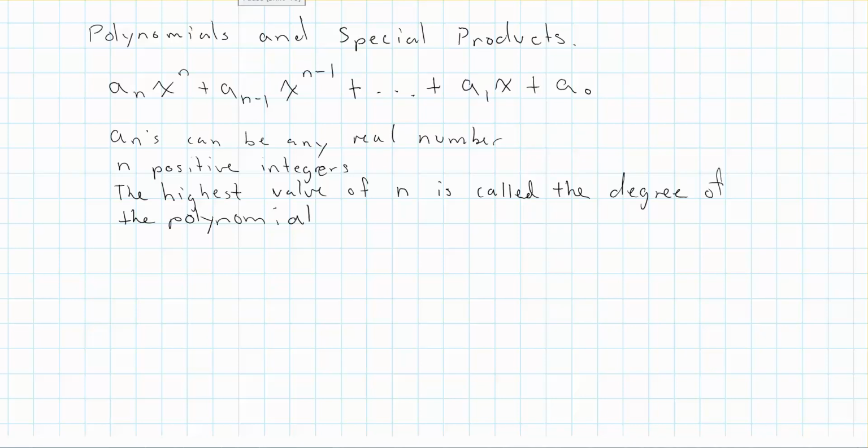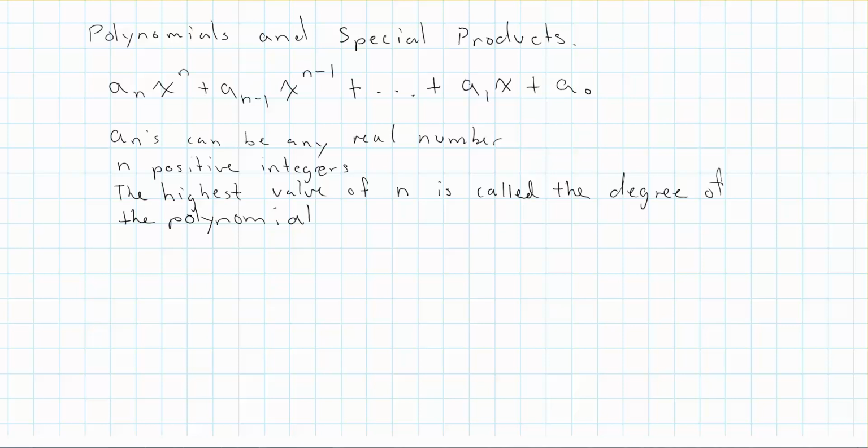Okay, this video reviews polynomials and special products. Now, I already have some stuff written down here. First off, this polynomial here, the general form is a_n x^n plus a_(n-1) x^(n-1), we keep going, and we have a_1 x plus a_0. And then these a_n's can be any real number. n can only be positive integers. And then the highest value of n is called the degree of the polynomial.